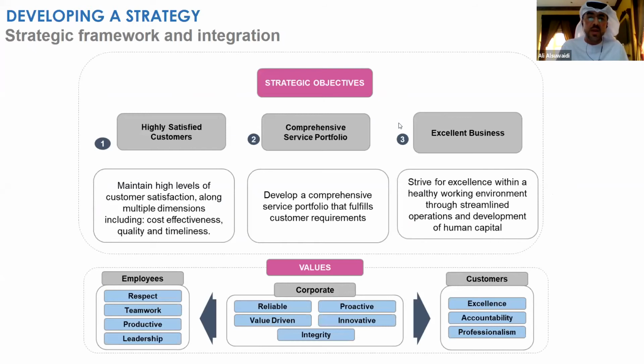So again, you need to always look at the values of the company, the customers, the employees, and drive the strategy's objectives. And this is how we can always make sure that we are building the right strategy and engaging people through the right communication strategy as well.